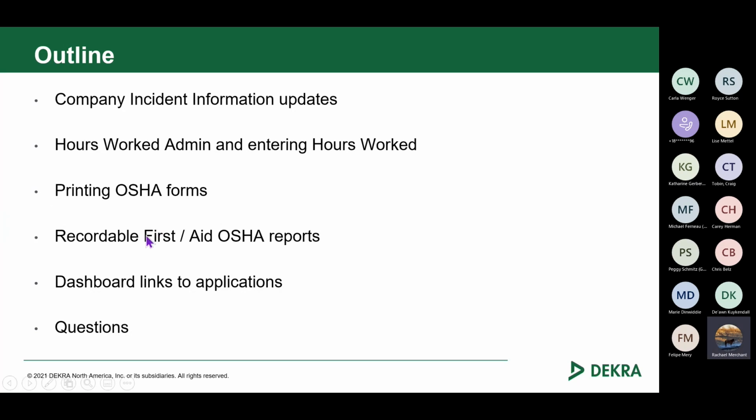And then we have the recordable and first aid OSHA reports. There are a couple there that we can take a look at in case you want to print off some OSHA reports for several locations instead of just one at a time. We have some dashboard links to applications I wanted to show you for quick reference, in case you only visit a few applications frequently. Instead of having to navigate through our menu, it would be one click that links you directly into that page so that you can save some time.